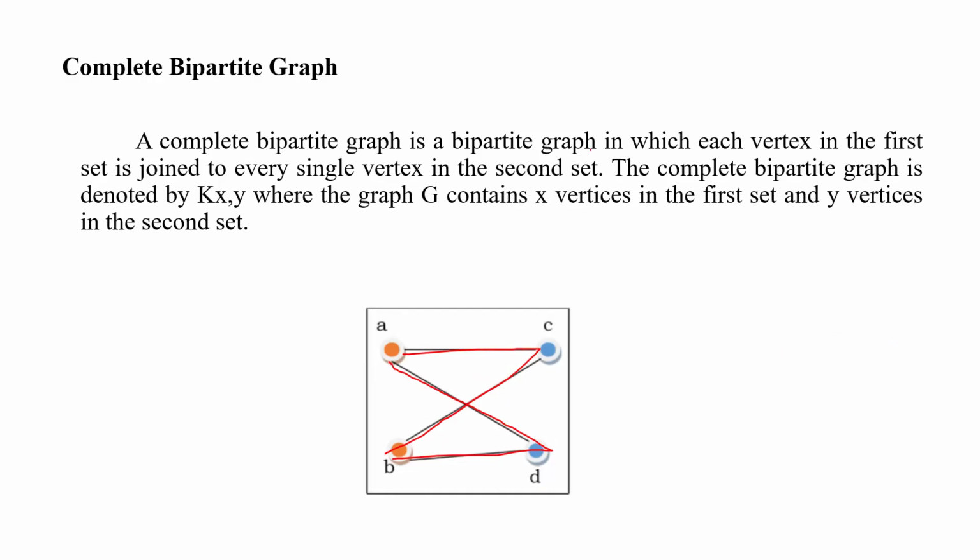A complete bipartite graph is a bipartite graph in which each vertex in the first set is joined to every single vertex in the second set. So this vertex is connected to C and also to D, and B is connected to C and also to D. That's what it's saying. The complete bipartite graph is denoted K with subscript x comma y, where the graph G contains x vertices in the first set and y vertices in the second set. Based on bipartite graphs, we are going to work out the next topic. It's very important, so kindly make notes of it. They can ask in theory questions also, direct statement or definition questions, so we have to know this concept.